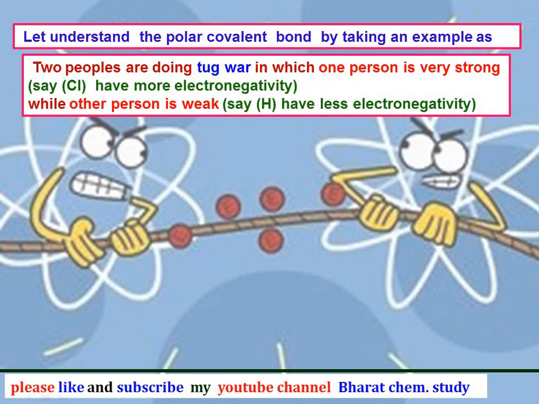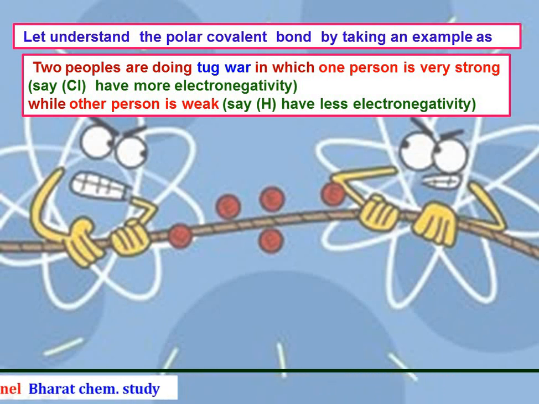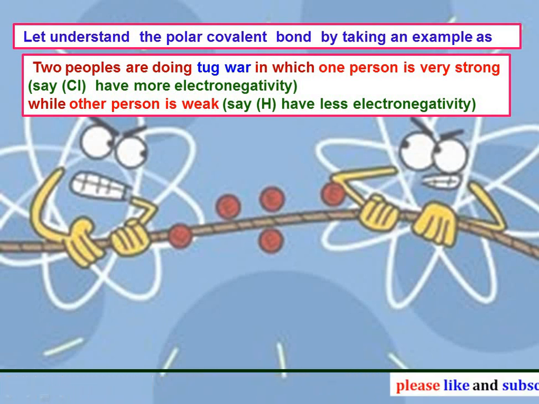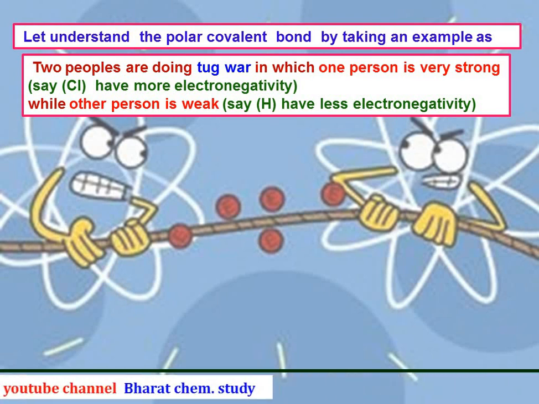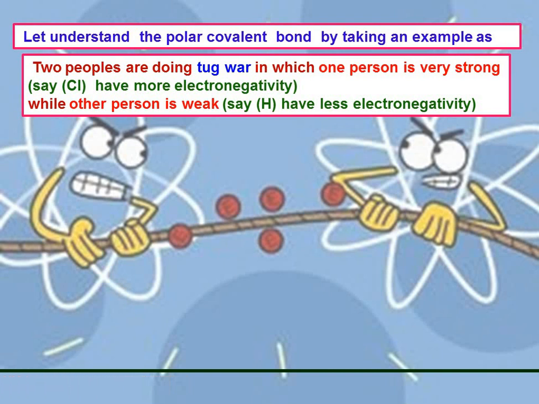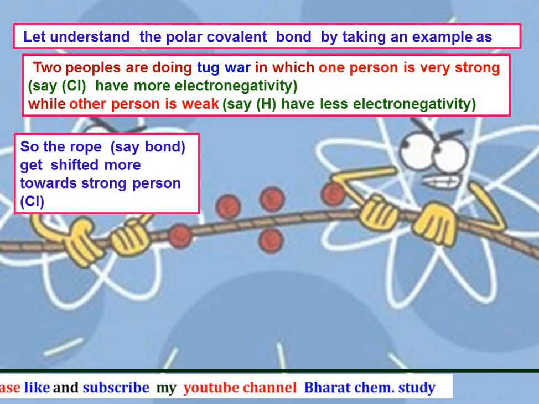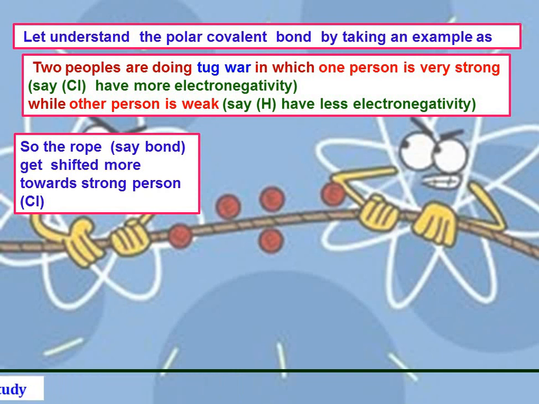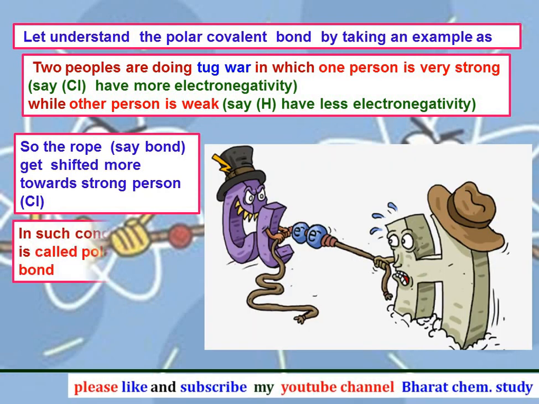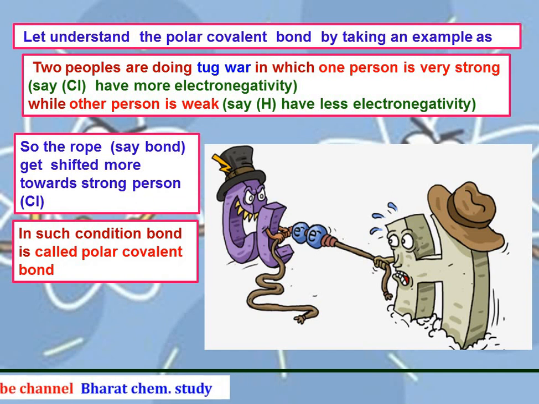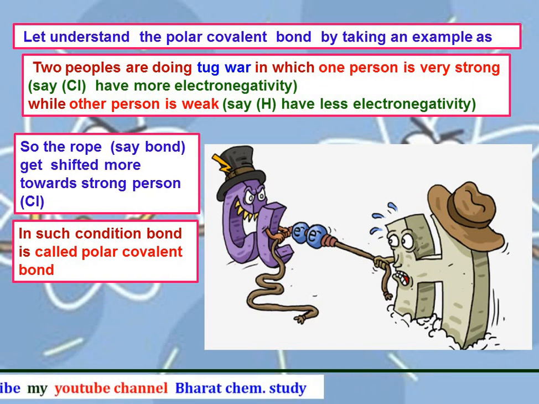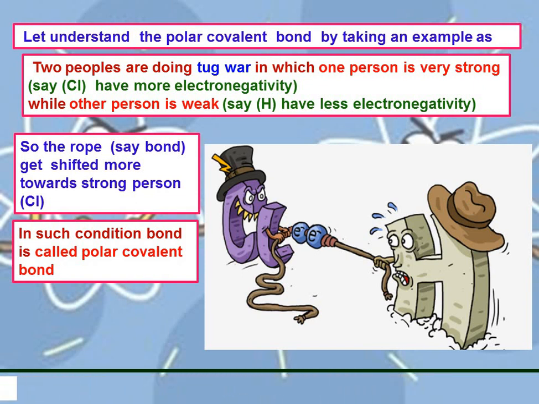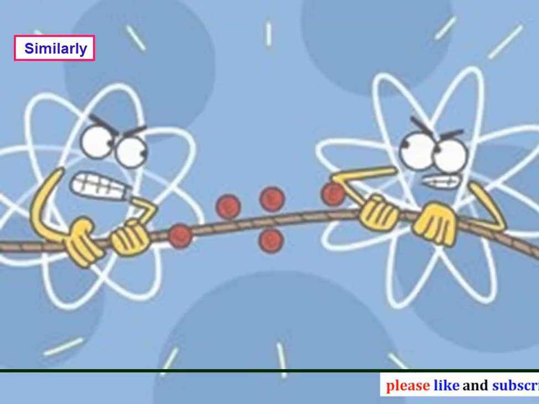Suppose two people are doing tug of war in which one person is very strong. Let's take it as chlorine, which has more electronegativity, while the other person is weak, say hydrogen, which has less electronegativity. When they pull, the rope gets shifted towards the strong person, like chlorine. So in such a condition, because the rope gets pulled towards chlorine, the bond is called a polar covalent bond. That is, the bond present between chlorine and hydrogen is called a polar covalent bond.